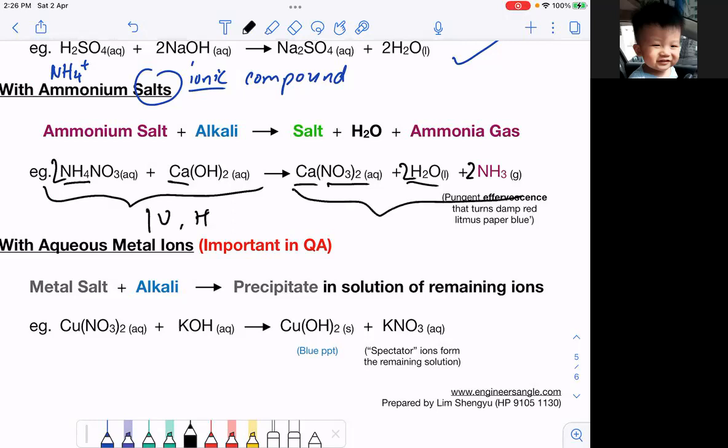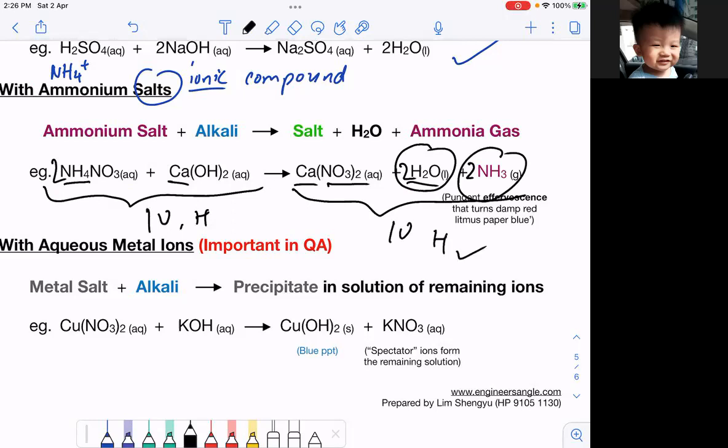How many H's on the right? Should be 10. If it's not 10, I'm wrong. Is it 10? Yes, because 2 waters is 2 H2, which is 4. 2 ammonias, 2 times 3, 6, so it's 10 H's. So I'm okay. So this balancing is correct.